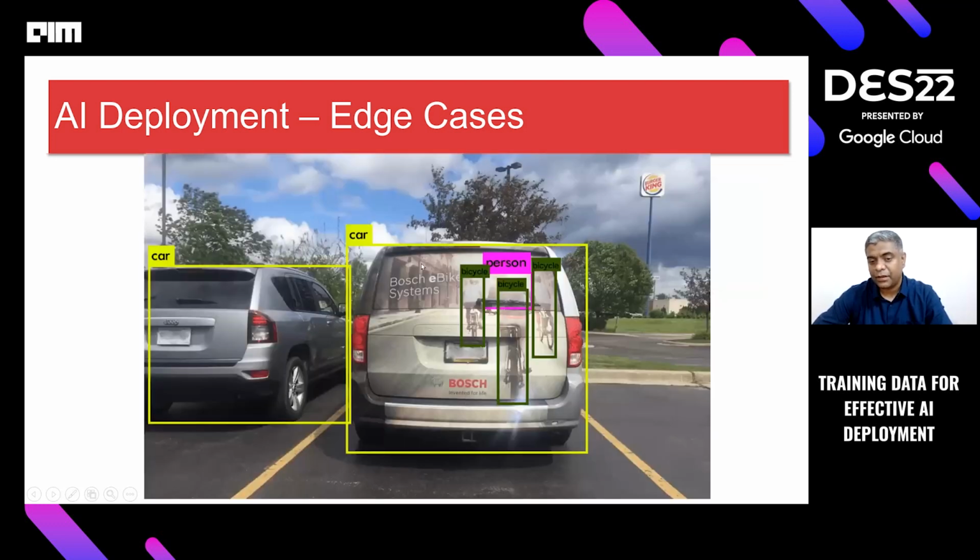This is another example where an AV system has to look at this particular scene, understand that these objects can be safely ignored, and process the scene accordingly. All of this has to happen within a fraction of a second.